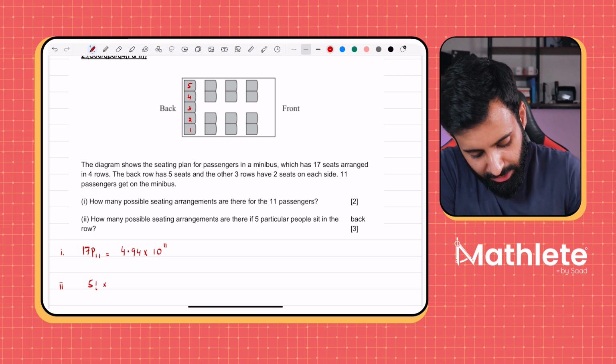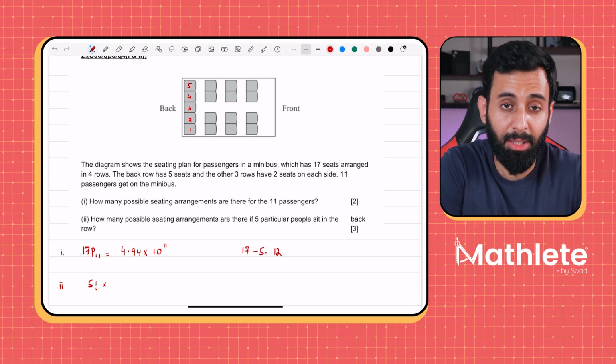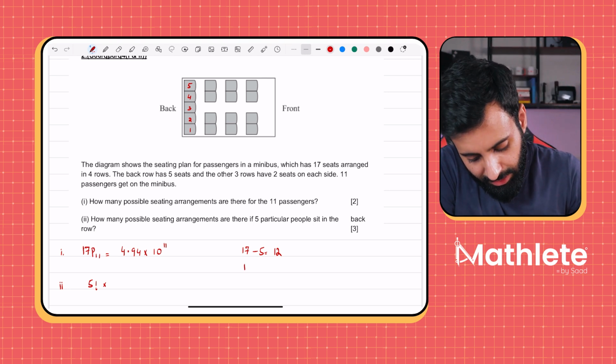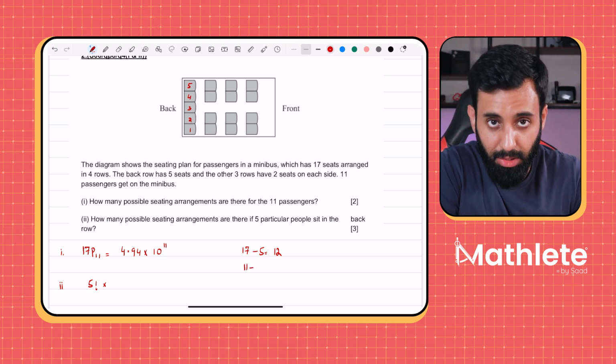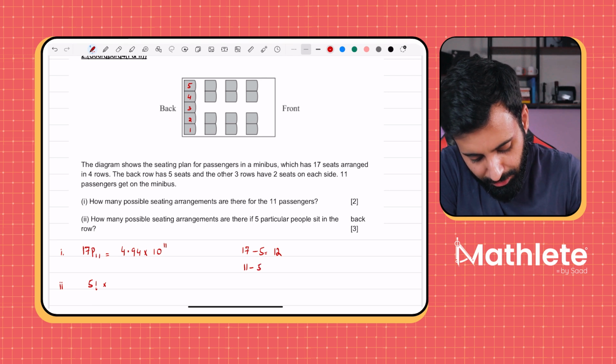Now, if you think about it, there were 17 seats. From the 17 seats, 5 are already occupied. So that means now we're down to 12. There were 11 people who are supposed to get on the minibus. Now 5 have already taken their seats.